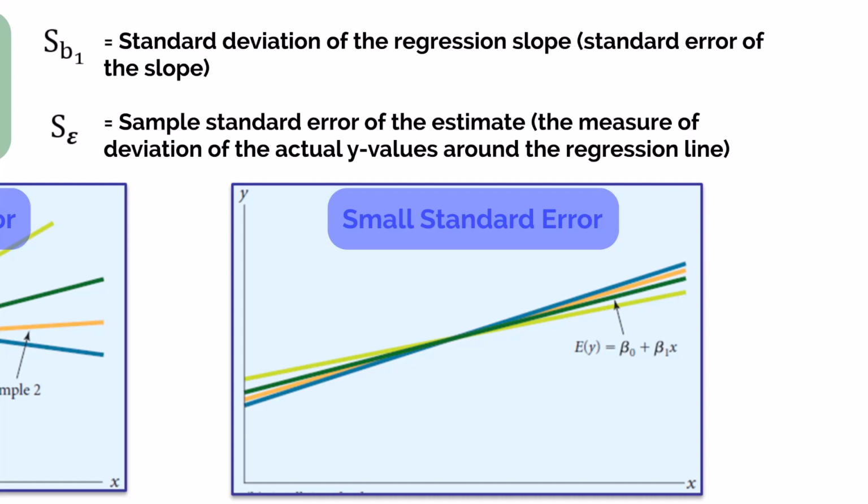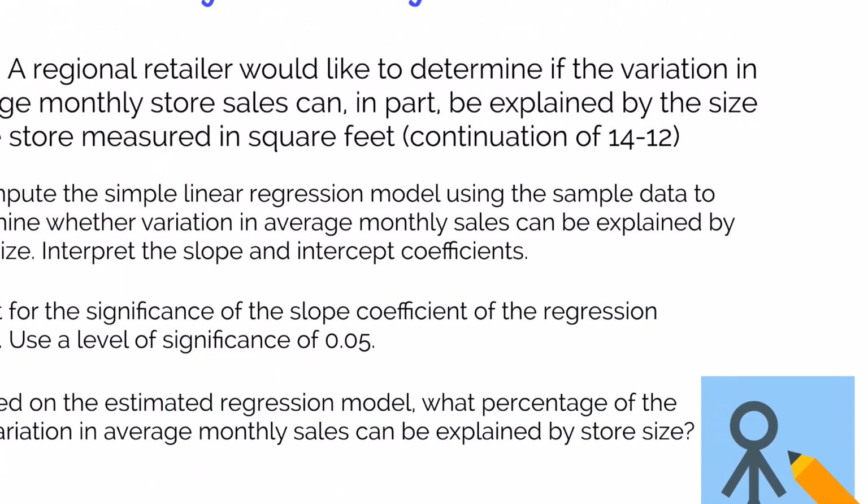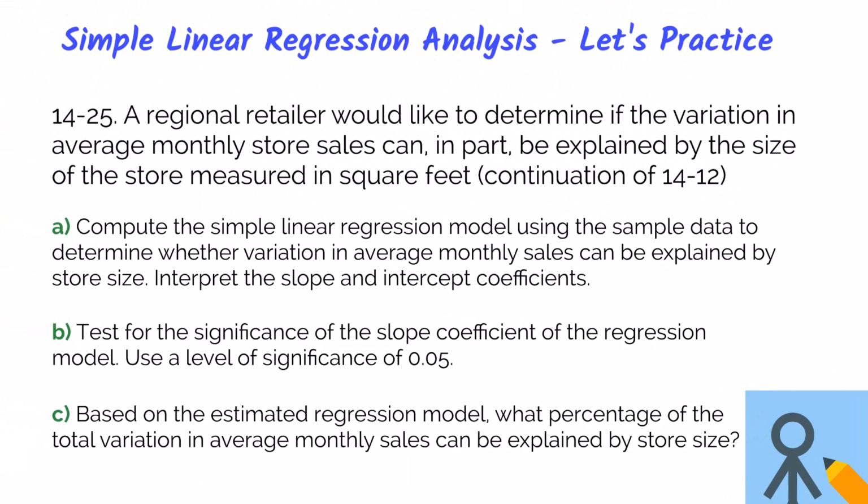We will fortunately be using Excel, but again, conceptually, we need to understand that there is a standard error of the slope that needs to be accounted for when we run the hypothesis test. Let's continue working on problem 14-25. This is the same regional retailer who wants to see if the variation in average monthly store sales can in part be explained by the size of the store measured in square feet.